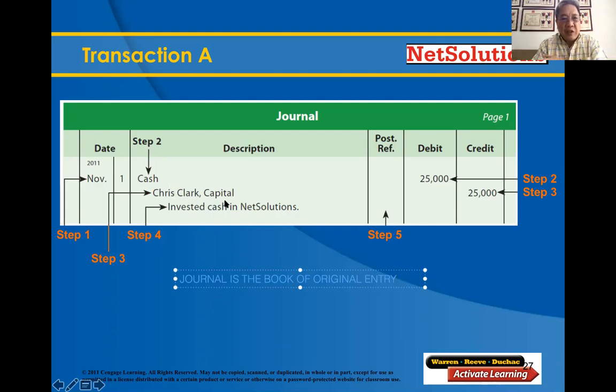So, yung transaction na ito ni Chris Clark, makikita mo na dito, fully explained na. Kailan nangyari? November 1. Ano nadagdagan? Cash, debit. Ano pa nadagdagan? Credit, capital. Ano explanation? Remember, lagi dapat may explanation ang bawat entry. At naka-indent, ha? And indent, indent. Okay.